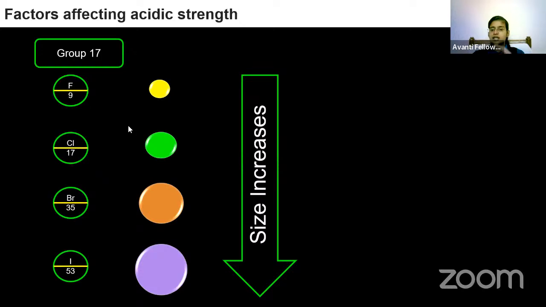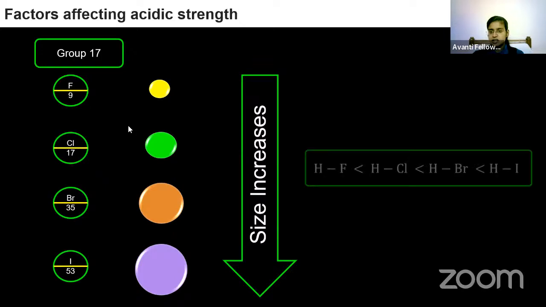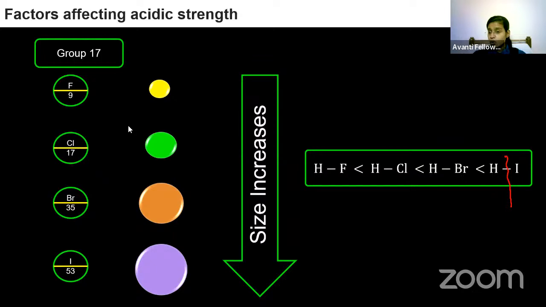So if I compare HF, HCl, HBr and HI, the acidic strength follows this order. If the size increases, then it is a strong acid because the bond length is more and the bond strength is very less. So the H plus and I minus can be dissociated easily.